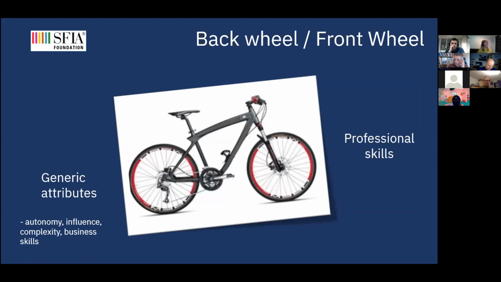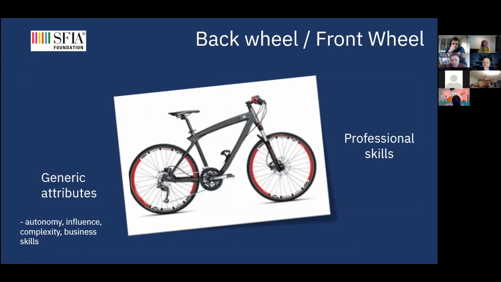Right, another way of using Sophia, this is an analogy really. If we think about riding a bicycle, and the back wheel of the bicycle where you're pedaling, that provides the energy and the forward momentum to go where you want to go. One way of thinking about what's in Sophia is those generic attributes. That's the back wheel.